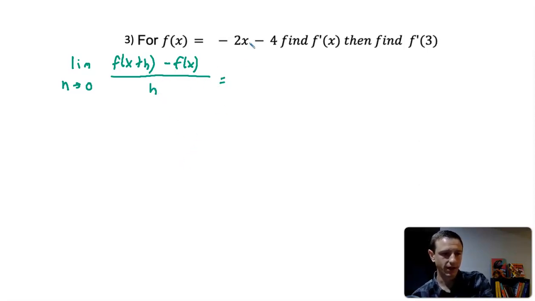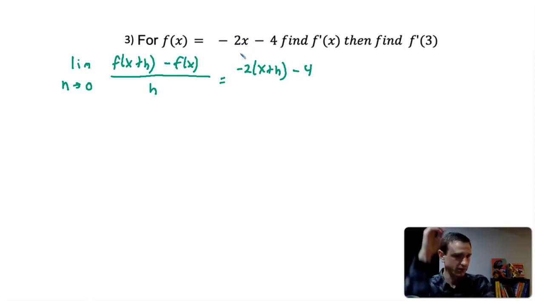So that means we want to plug in x plus h wherever we see an x. So I'm going to have negative 2 times x plus h minus 4. Be careful with that. This is still part of the f of x. This f of x plus h means you plug in x plus h wherever you see an x, but then still keep everything else intact.